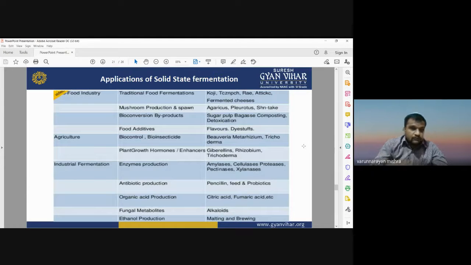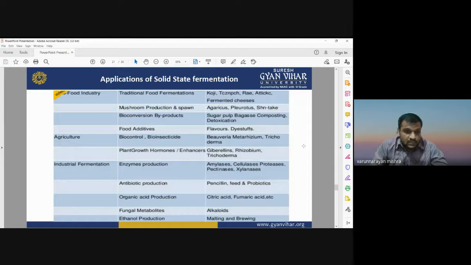It can be used in the food industry for traditional food fermentation, mushroom production, then bioconversion and byproducts, food additives. It can be used in agriculture for biocontrol, insecticides, and plant growth enhancers.